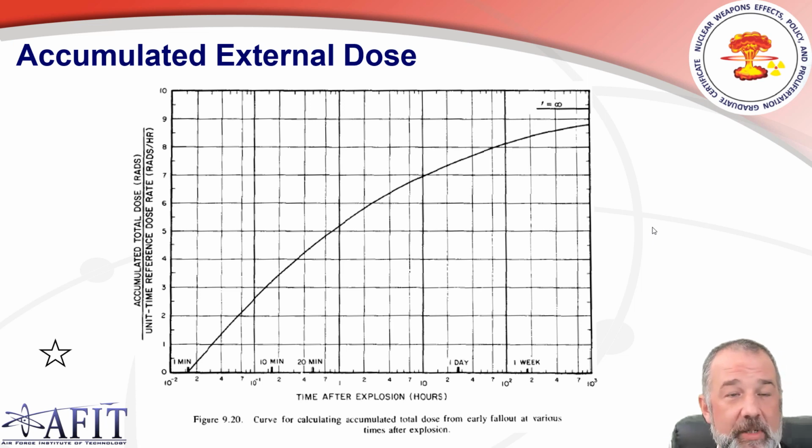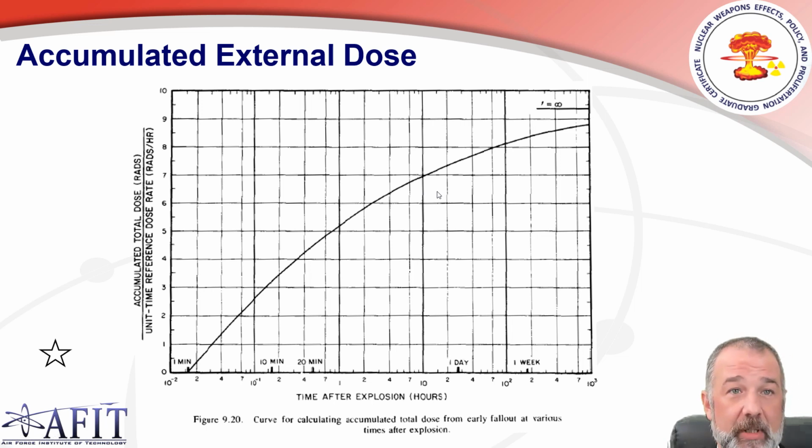All right, so let's look at this graph, which is figure 9.20 in your book. Now this is figuring out accumulated dose, not just dose rate. So we want to know how much radiation did we actually absorb for a particular amount of time. On one axis is time after explosion, of course, and the second axis is accumulated dose, right? But then it's also looking at our reference dose rate, which we figured out before.